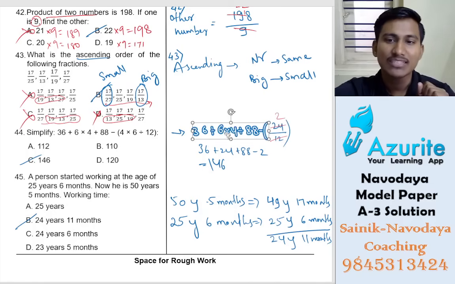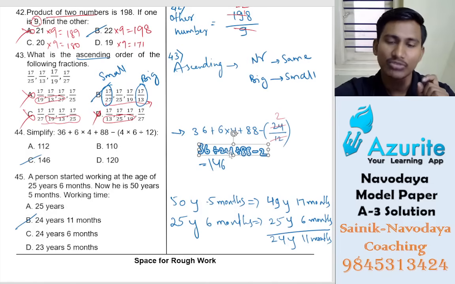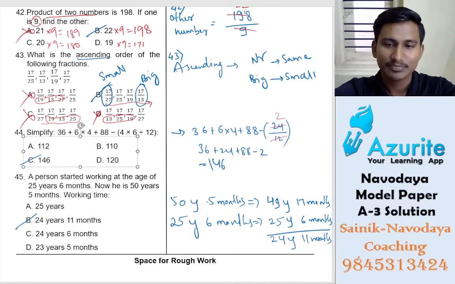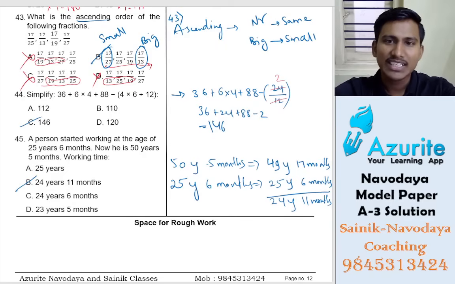So here 6 fours are 24. So here 24 will come. 36 plus 24 plus 88 minus 2. So if you add them all and minus 2, you will get 146 as the answer. Option C here, right?